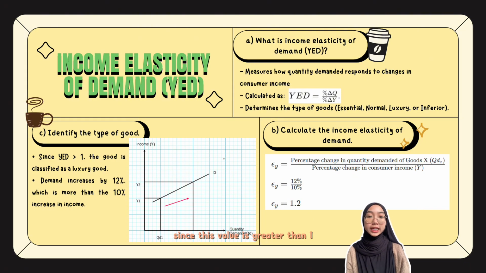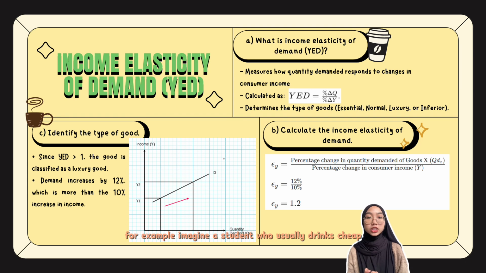Since this value is greater than 1, we identify this coffee as a luxury good. This means that when income increases, consumers are more than willing to spend more on premium coffee. As you can see on the graph, an increase in income from Y1 to Y2 leads to an increase in quantity demanded from QT1 to QT2. So you can see that the increase in the quantity demanded is more than the increase in income.